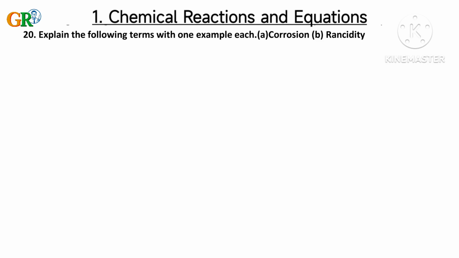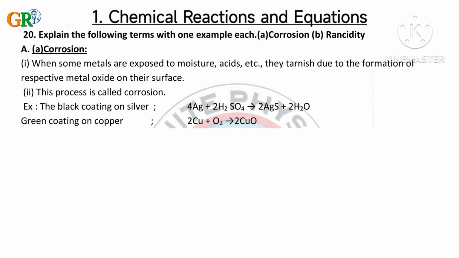Last question, 20th one. Explain the following terms with one example each. Corrosion, rancidity. A. Corrosion. When some metals are exposed to moisture, acids, etc., they tarnish due to the formation of respective metal oxide on their surface. This process is called corrosion. Examples: the black coating on silver, green coating on copper, etc.